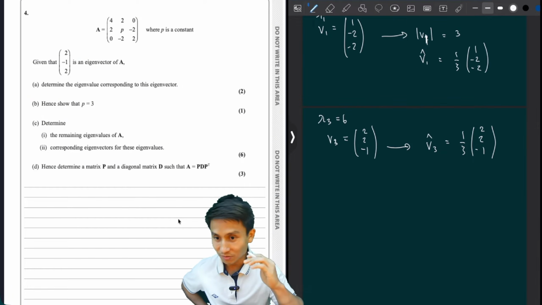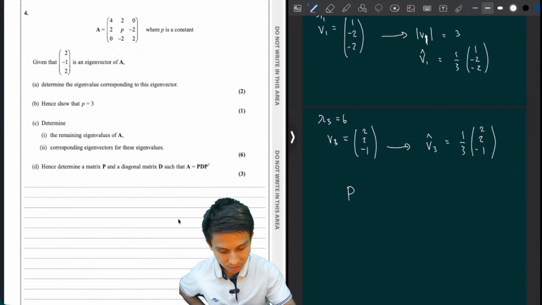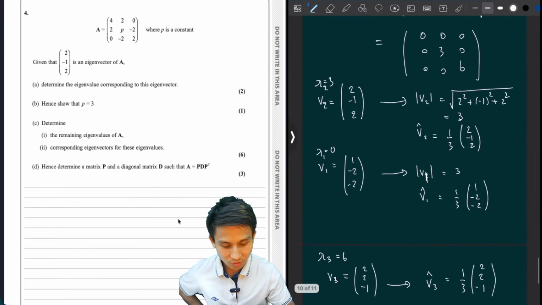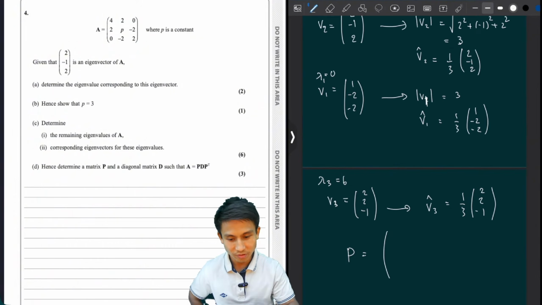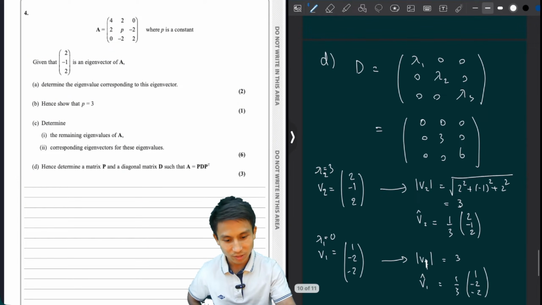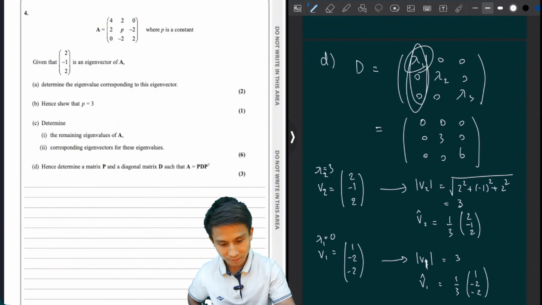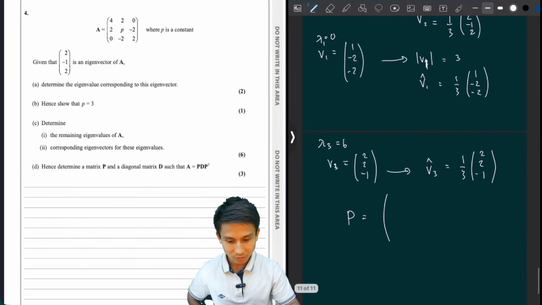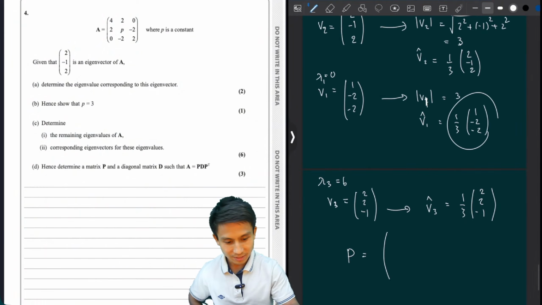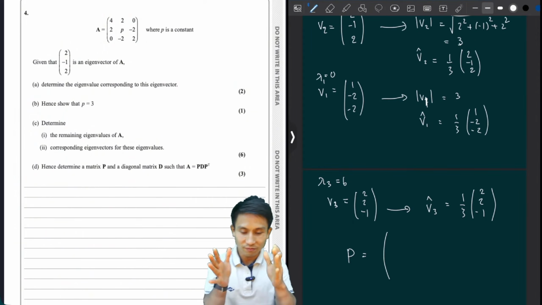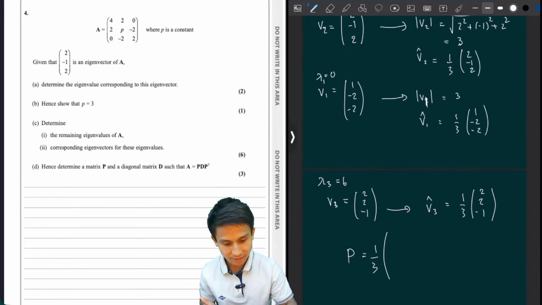And we call it vector p, right? So vector p will be, if you put the whole thing, you have to correspond to the order of lambda here. So lambda 1 first, we're going to put lambda 1 in the first column, yeah? So lambda 1 in the first column is this guy right here. And as you can see, they all have a factor of a third. So we're going to put a third out here, and then we just put the things inside in the matrix here.